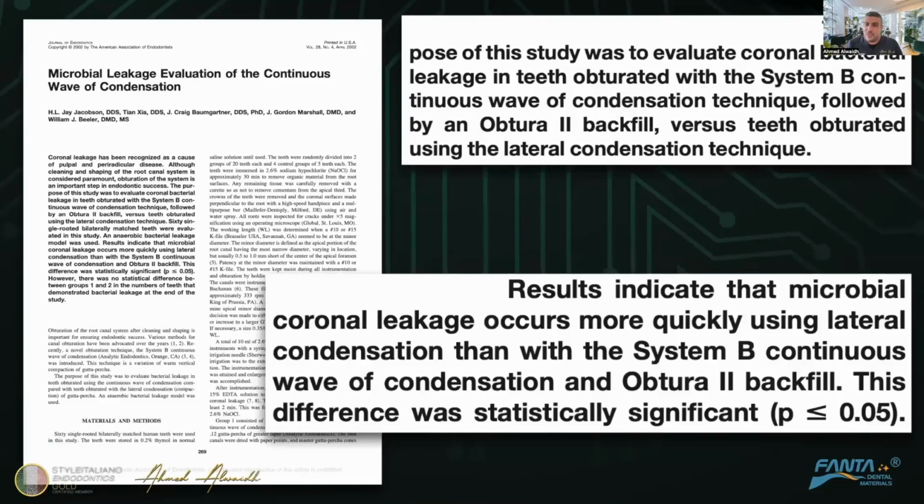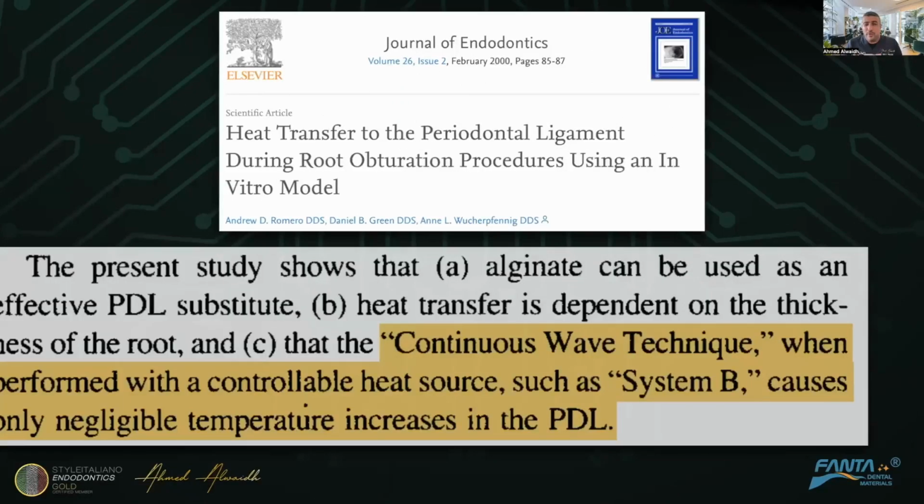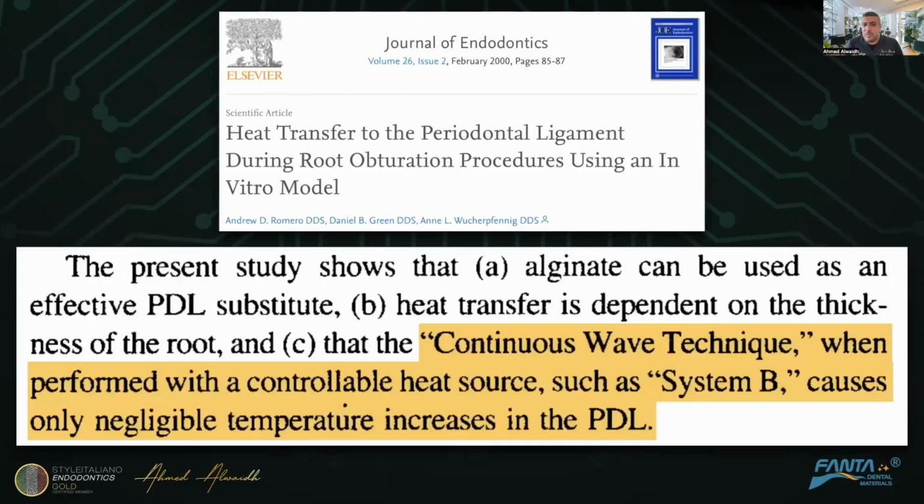Also, again, this is another paper indicating that we have more bacterial penetration, more leakage in cold lateral than thermal obturation. You may ask, now we are dealing with very high temperature. Now we are not dealing with blocks. We're dealing with teeth or canals inside the bone. How is this heat going to affect the bone? May it cause bone necrosis or not?